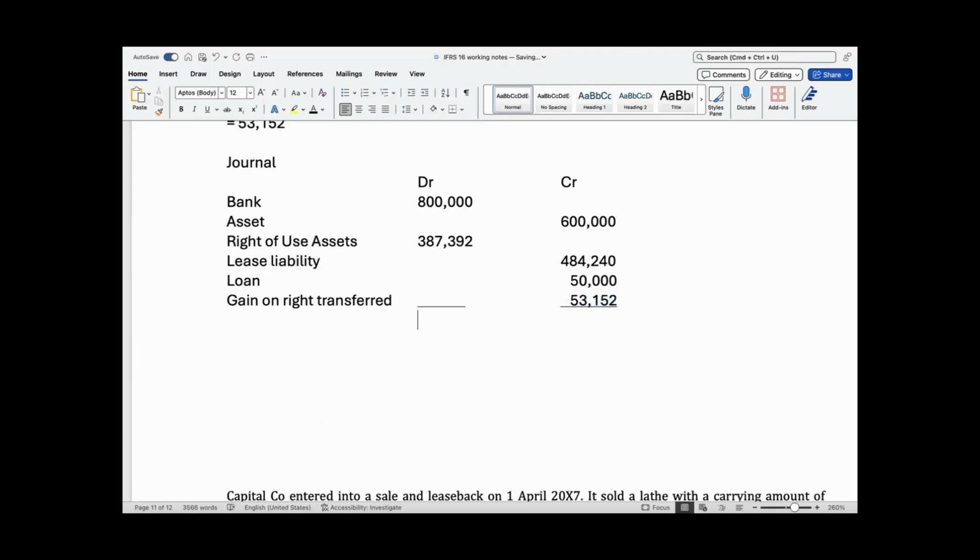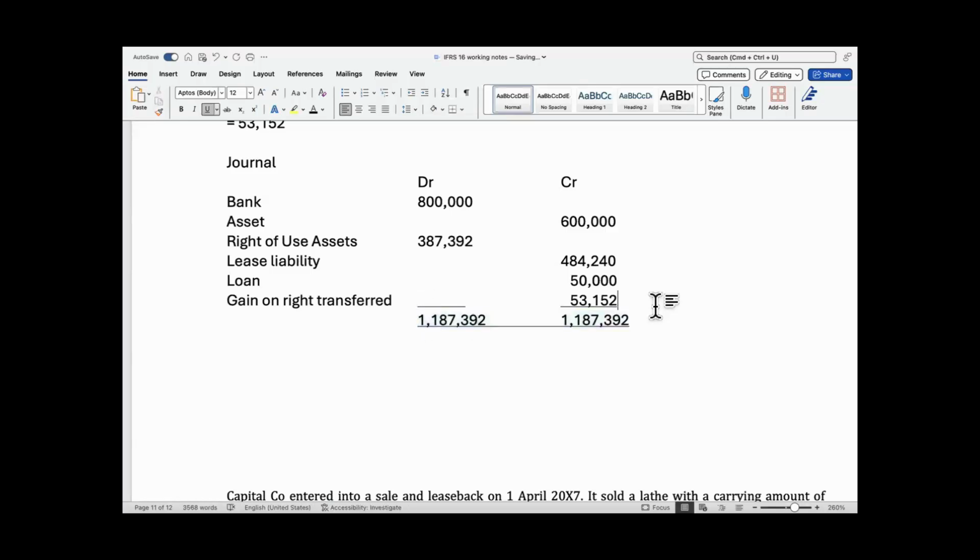That is 800,000 plus 387,392. That is 1,187,392. If I sum this: 600,000 plus 484,240 plus 50,000 plus 53,152, that also gives us 1,187,392.